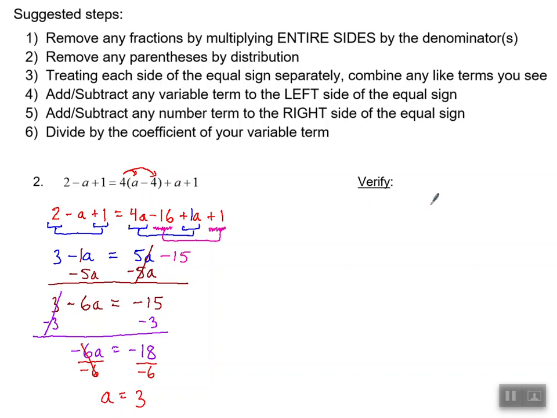Again, I'd like for you to pause the video and practice verifying that this solution is true. Substitute this 3 in all the spots where you see an a. Pause now and practice that, please.